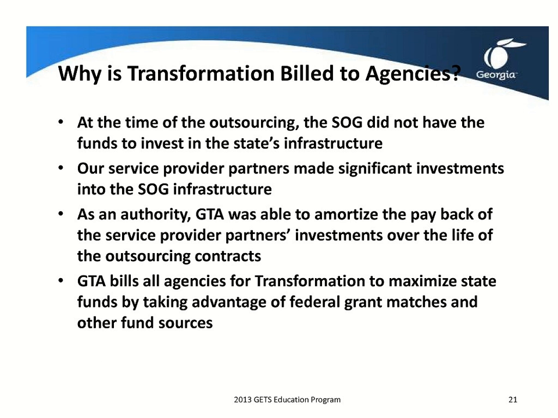Why is transformation billed to agencies? IBM and AT&T together invested over $100 million, and we have to pay them back. The amortization of the transformation milestones are for the life of the contracts with IBM and AT&T, 10 years for IBM and 5 years for AT&T. As an authority, GTA was able to amortize the payback of the service provider partners' investments over the life of those contracts.